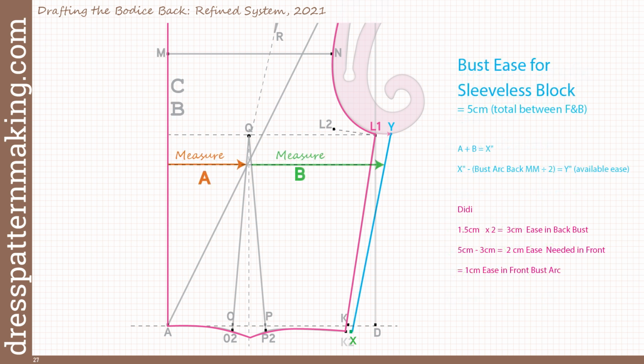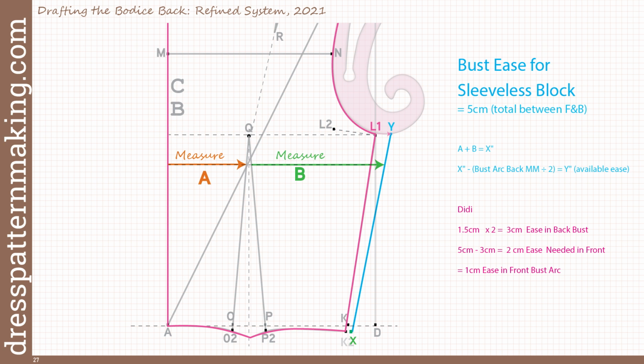So now we'll measure the bust line to see how much ease we have ended up with. Measure along the bust line from the centre back to the first dart leg, shown as portion A on the slide. Then measure from the other side of the dart leg to the side seam, shown as portion B. Add A and B together, then minus the back bust arc, divided by 2. That's measurement 6 on the chart.